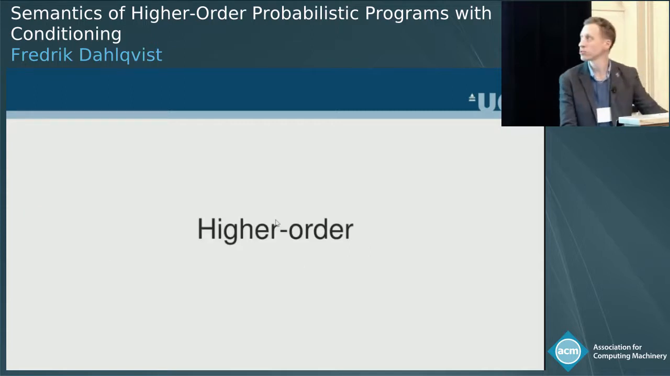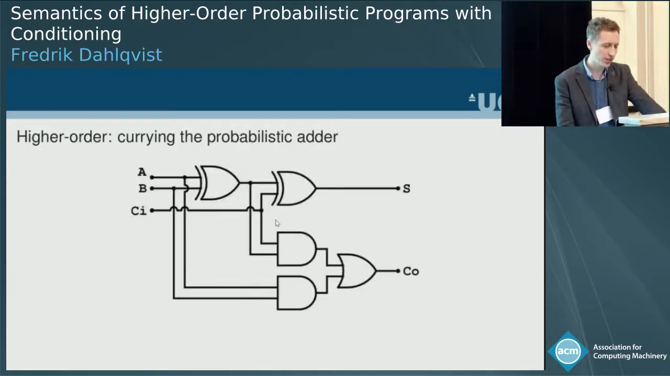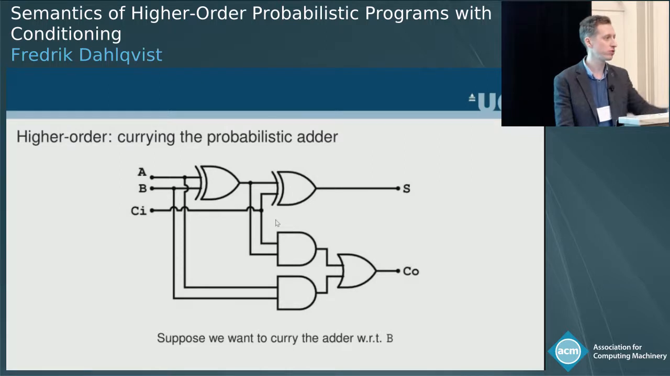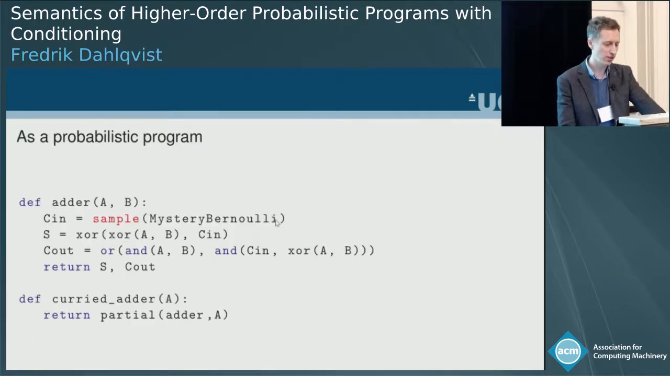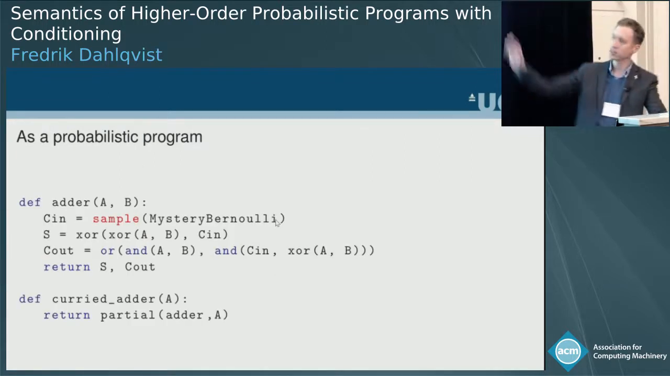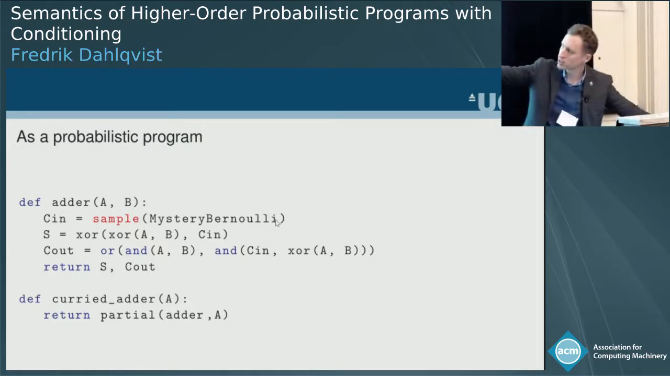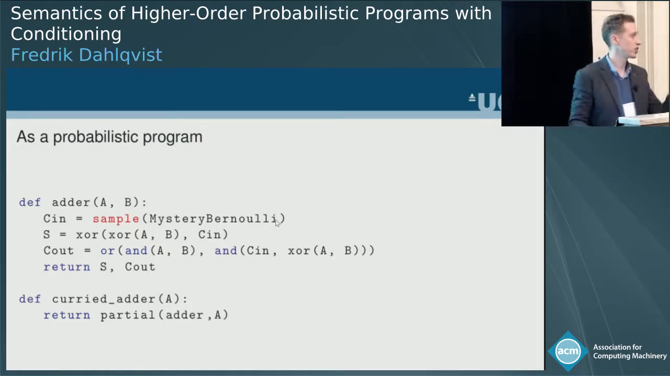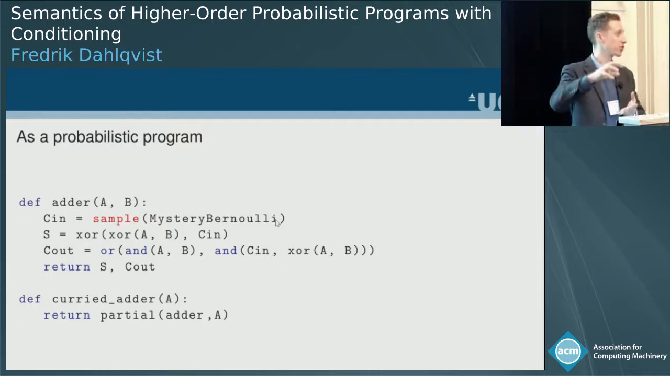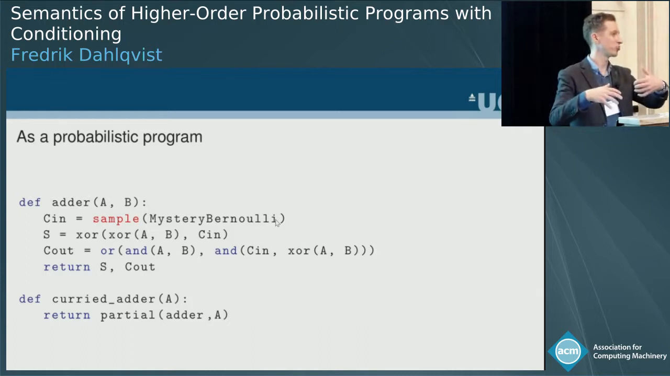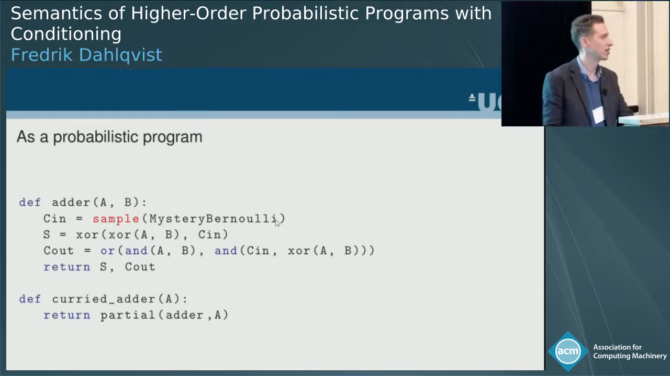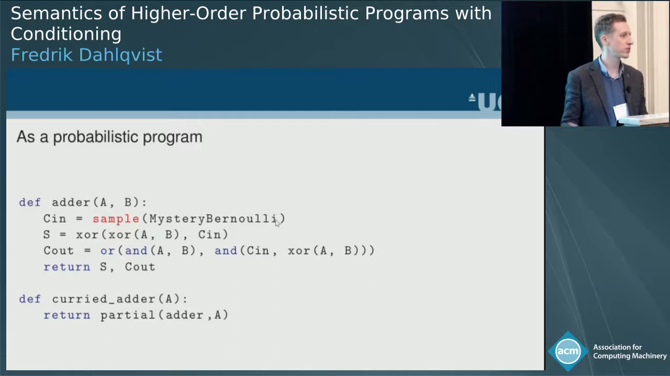Okay, so let's talk about higher order first. So now, suppose I want to curry this probabilistic adder. I want to curry with respect to one of the two variables, let's say B. So as a probabilistic program, it will look like this. I still have my adder, but now I've got this curried adder, which takes one input and returns a function which expects the second input. And this is what this partial thing does in Python. So it's just the usual currying operation.